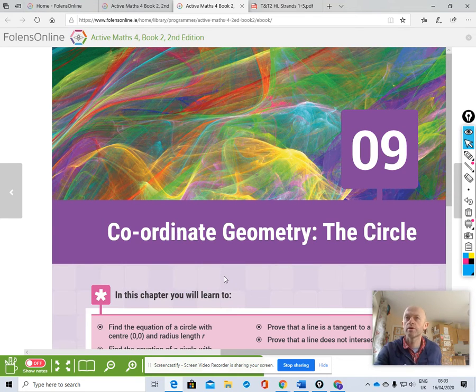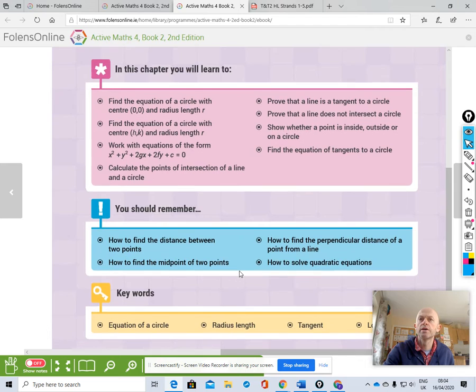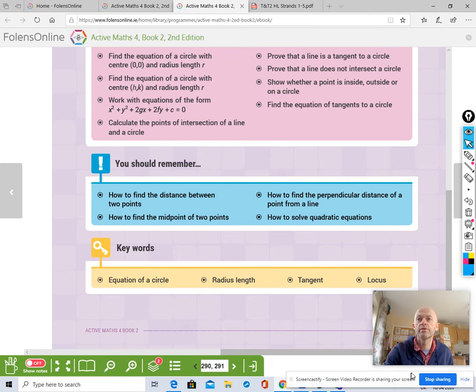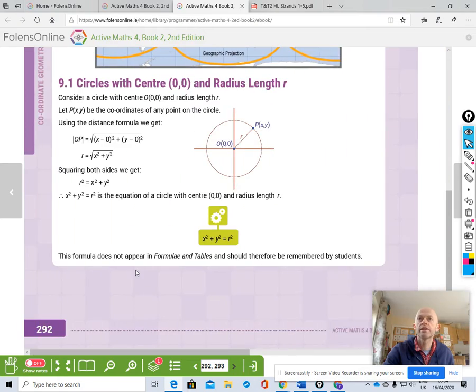So this is the first video on the coordinate geometry of the circle, chapter 9 of book 2. You can read through that first page yourself. The most important formula for now from the section on coordinate geometry is how to find the perpendicular distance of a point from a line. So revise that if you can't remember it. Now you can read through the next page yourselves.